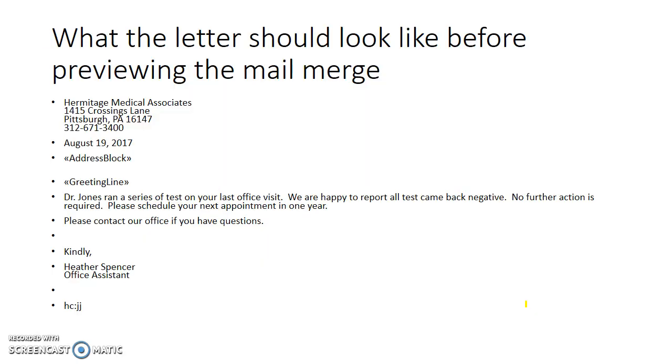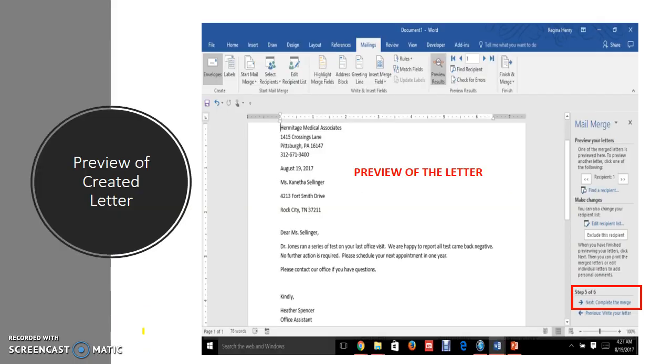This is what your letter should look like before completing your mail merge. This is the business address that I created when I created the letter. I added an address block so that all of the recipients' names would show up, and a greeting line so that they could be greeted by Dear Miss Salinger or Dear Mr. Jones. And here's what the preview of the letter looks like on the screen.